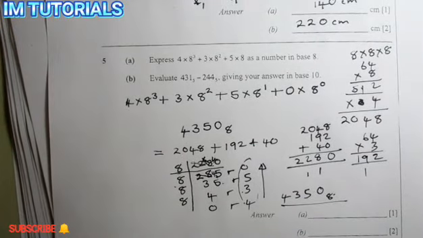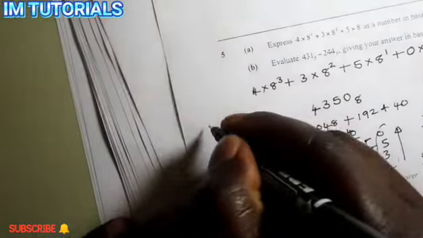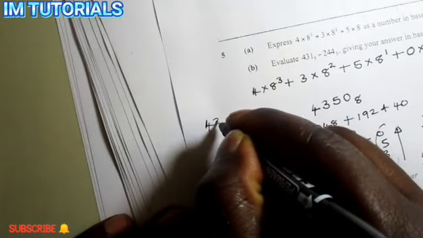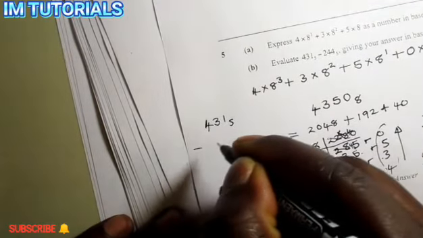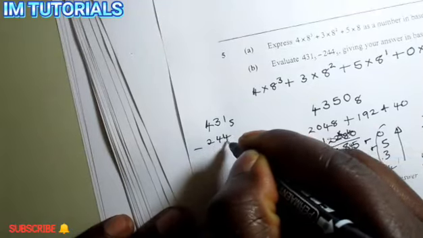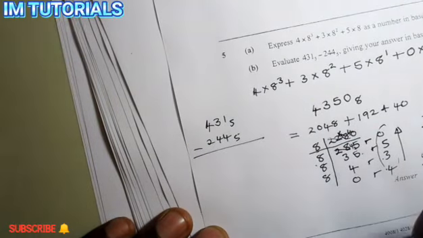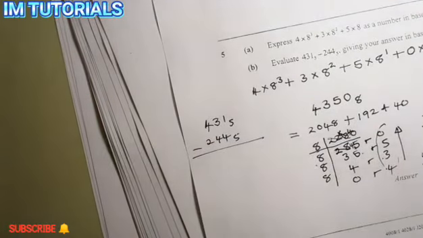Right, welcome to part B of the question. Evaluate 431 to base 5 minus 244 to base 5. So 431 to base 5 minus 244 to base 5. I hope you are listening. So what you need to do, if the number above is smaller than the number below, you need to borrow from the next number with the base.